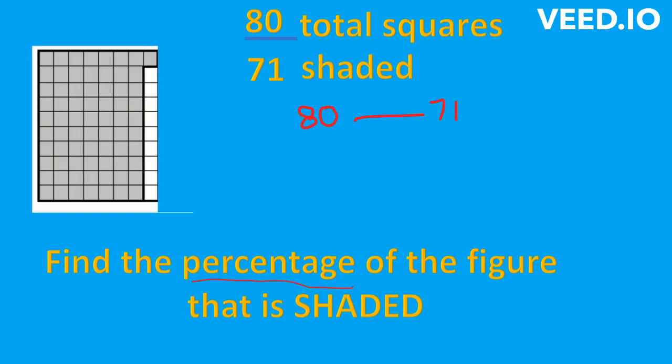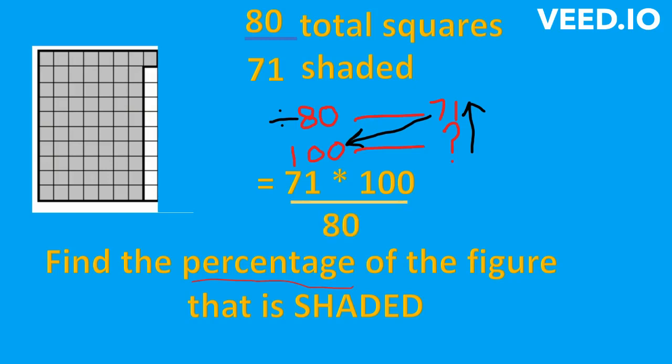So of 80 we are having 71 shaded. But I asked for the percentage, which means for 100 what is the value? Again question mark above, opposite multiply and remaining division. The trick is in writing this form of question mark. So 71 times 100 divided by 80. That will be the percentage of the figure that is shaded.